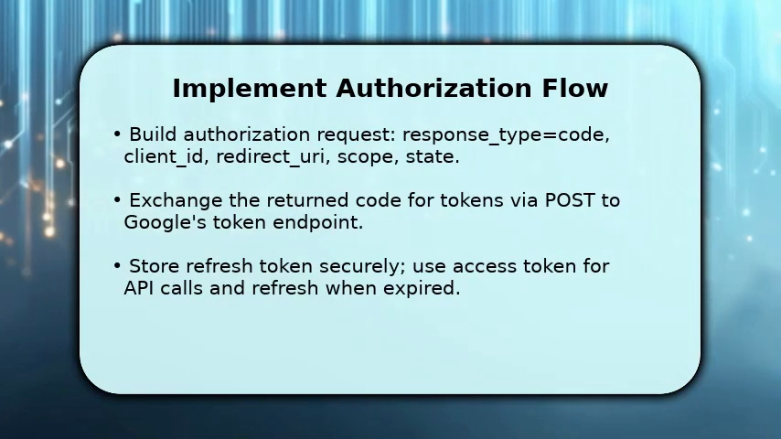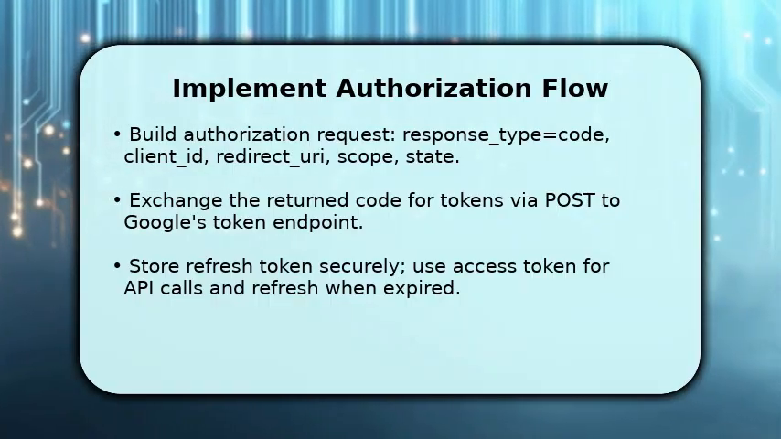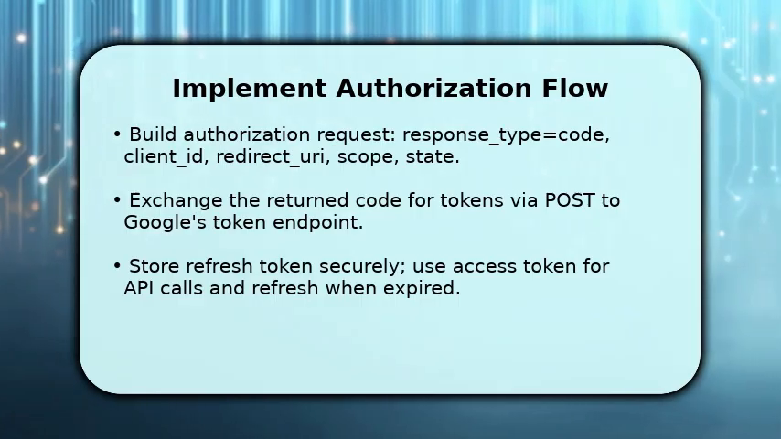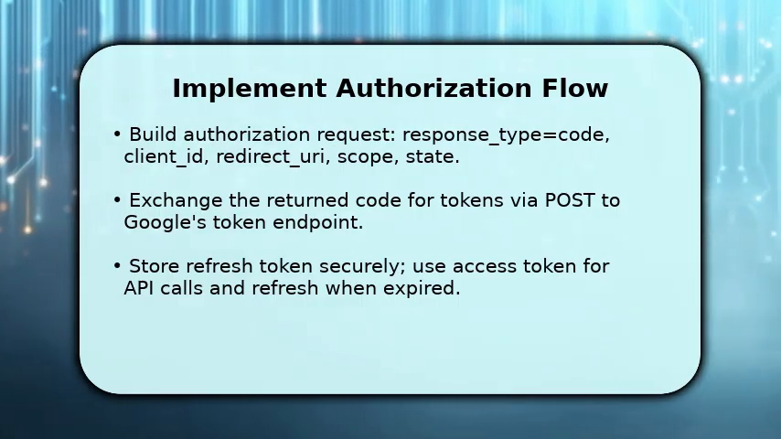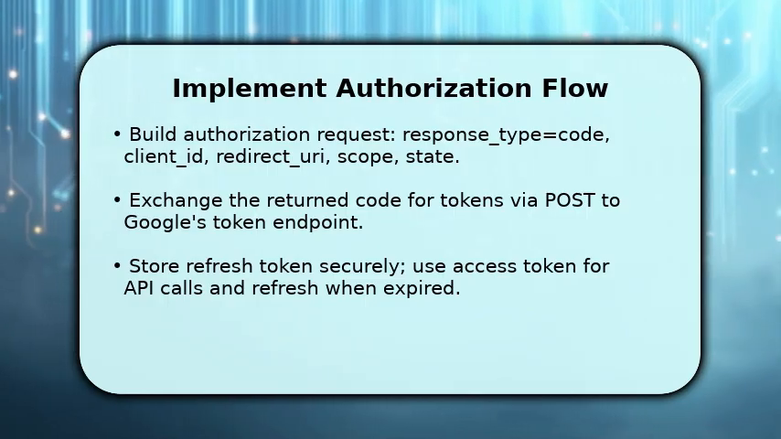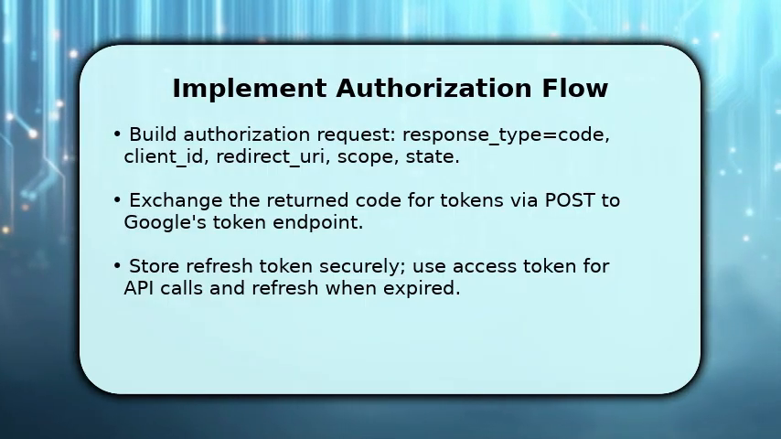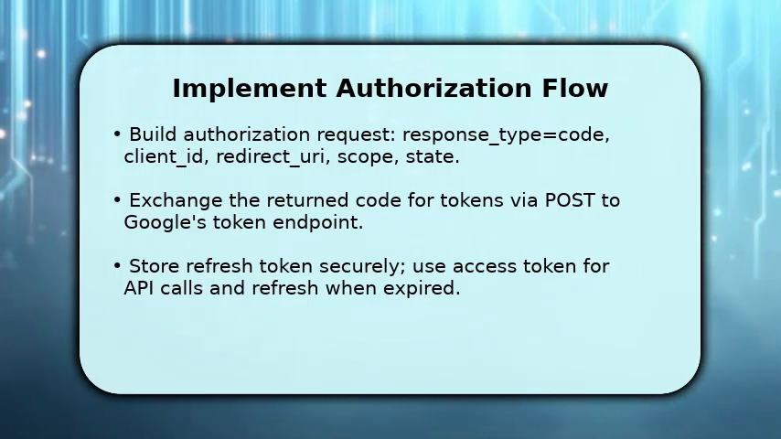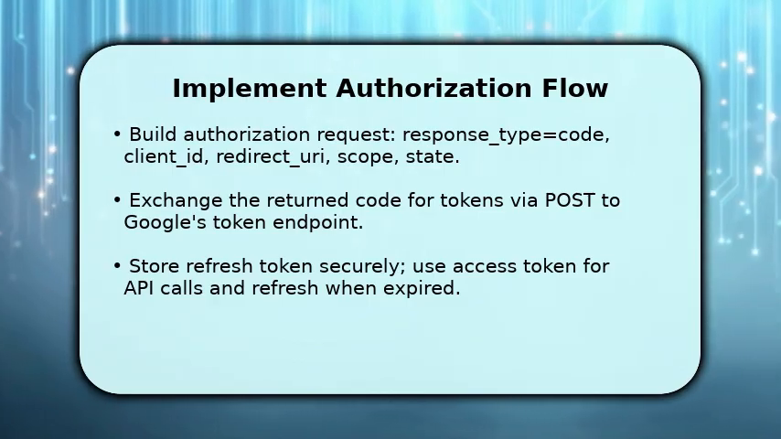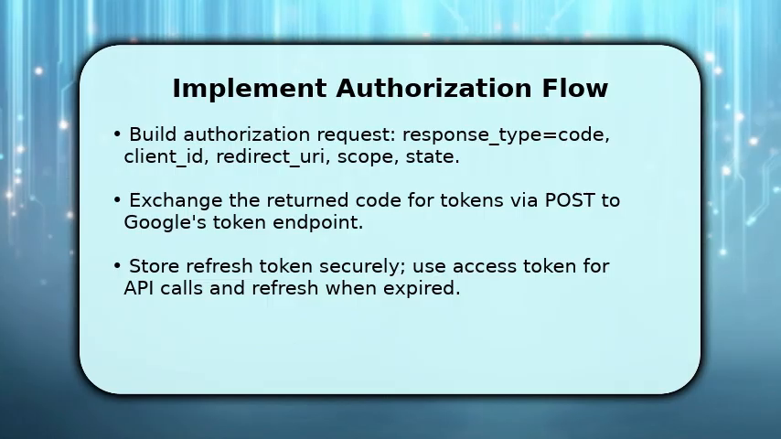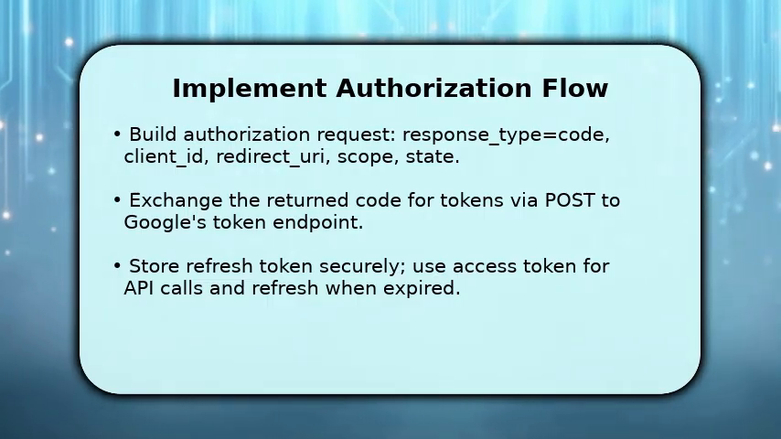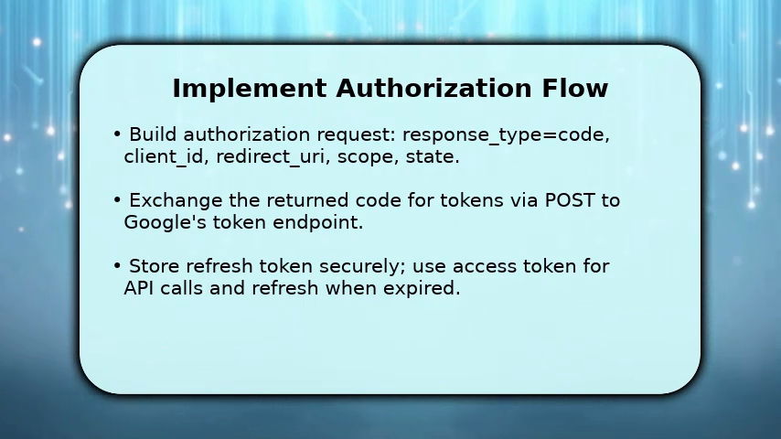You now implement the core OAuth flow. Redirect users to Google's authorization endpoint with response type equals code, client ID, redirect URI, requested scopes, and a generated state value to prevent CSRF. After the user consents, Google redirects back with a code. Make a server-side post to the token endpoint, including client secret, to exchange that code for access and refresh tokens. Store the refresh token securely and use the access token for API calls, refreshing automatically when the access token expires.